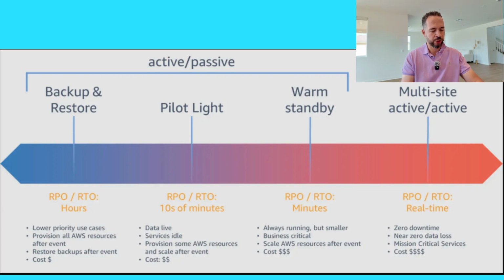This will allow you to provision all AWS resources after the event, and then you can restore backups after the event. The cost for this is minimal compared to the other solutions that we're going to go over. Now, where this comes into play is with any customer or business that says, you know what, the most important thing for us is to have the data. If we have an outage, we can afford to take the time that it needs to restore from our backups. Once we restore from our backups, then we can work to get up and operational.